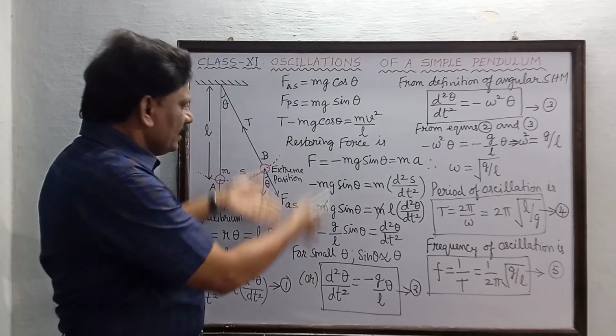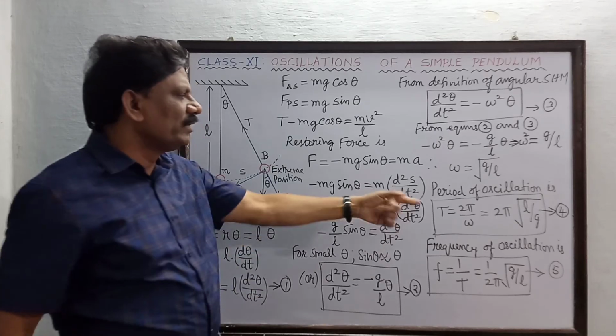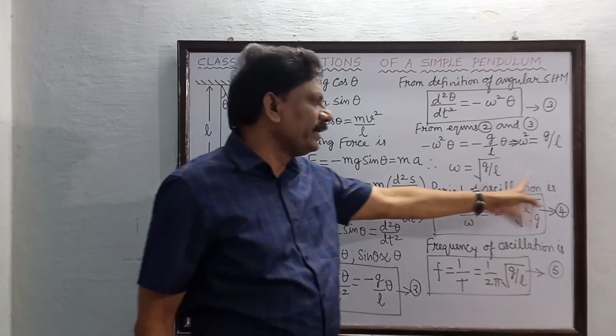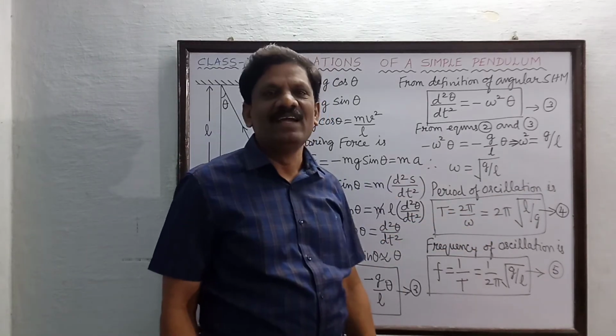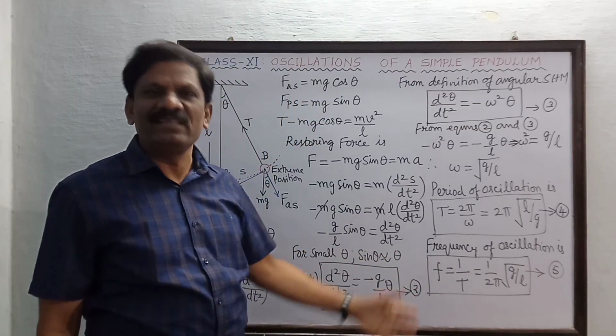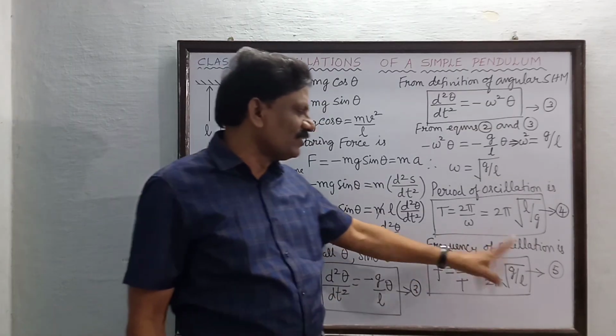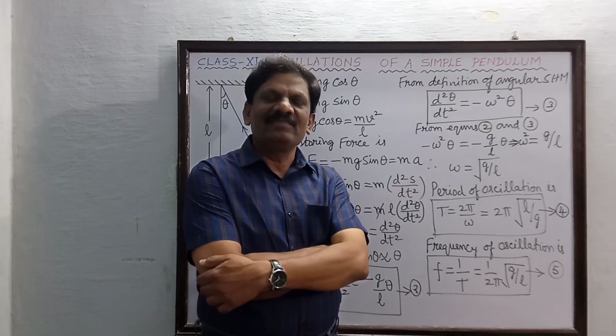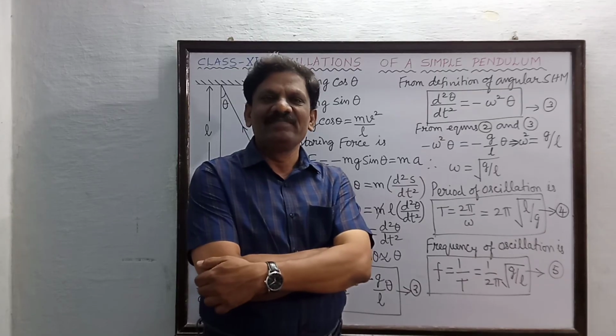Then you will have to substitute, and finally you have to derive the expression T equal to 2 pi into square root of L by g, and the reciprocal of T, that is called f. f is equal to 1 by 2 pi into square root of g by L. I hope you must have understood well. Fine.